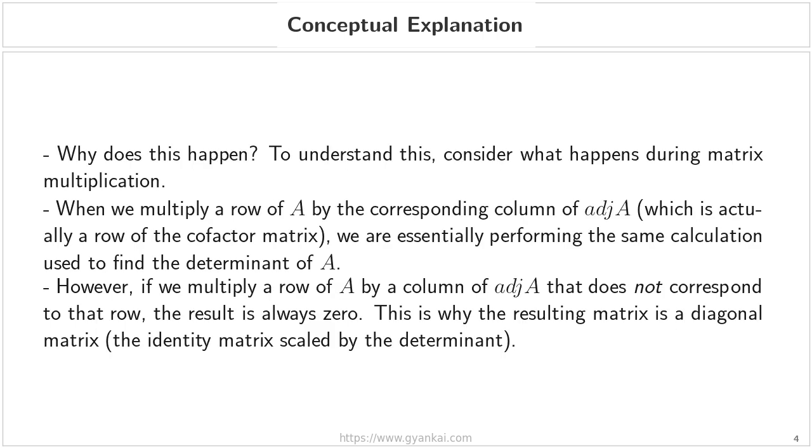However, something very interesting happens when we multiply a row of A by a column of the adjoint that does not match that row. In these cases, the calculation effectively cancels itself out, and the result is always 0. Because all these off-diagonal elements become 0, we are left with a diagonal matrix, which is simply the identity matrix scaled by the determinant. This explains why the result looks exactly like the determinant of A multiplied by the identity matrix, which we will see verified in our upcoming step-by-step example.